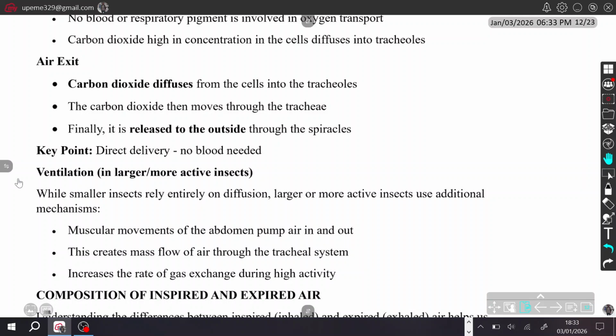In some smaller ones it is passive, but in bigger insects it is more active. So ventilation in larger or more active insects, those which are bigger: while smaller insects rely entirely on diffusion, so for smaller insects it is just diffusion. But large or more active insects use additional mechanisms. They need muscles to contract and relax. So muscular movements of the abdomen pump air in and out. This creates mass flow of air through the tracheal system.